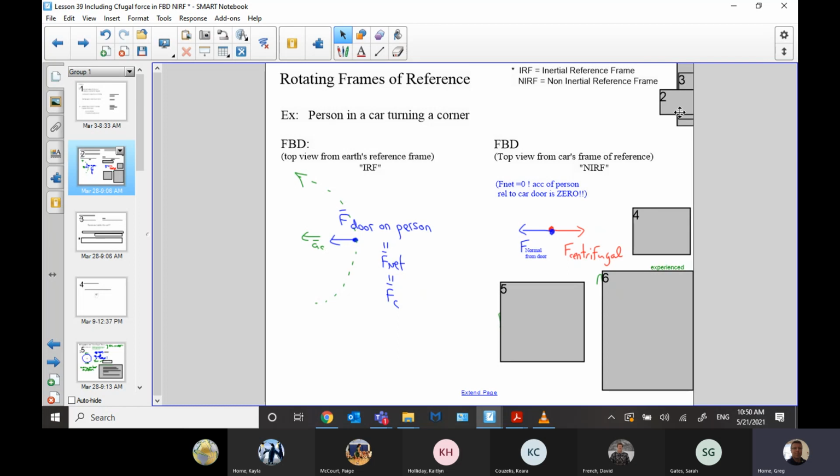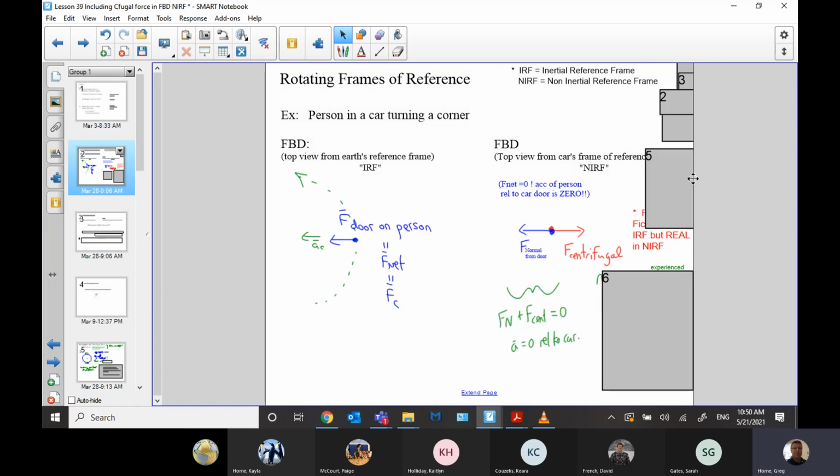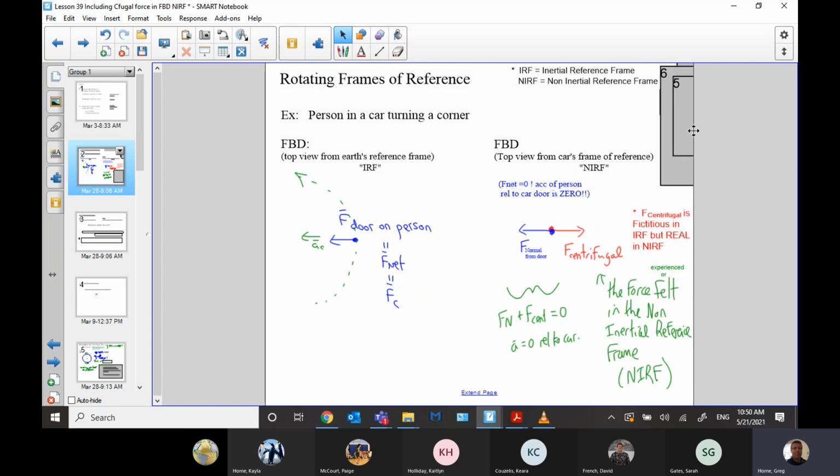right? So you have zero acceleration relative to the car, so you must have a net force of zero relative to the car, okay? So even though it's a fictitious force, it has a real effect in that non-inertial reference frame. So they're adding to zero, right?